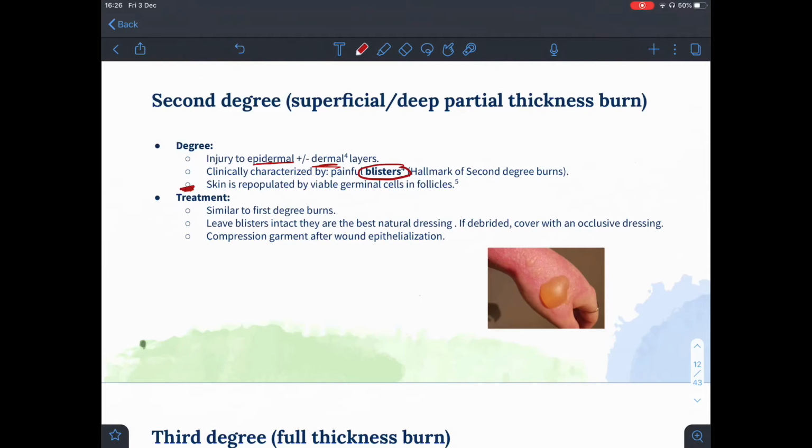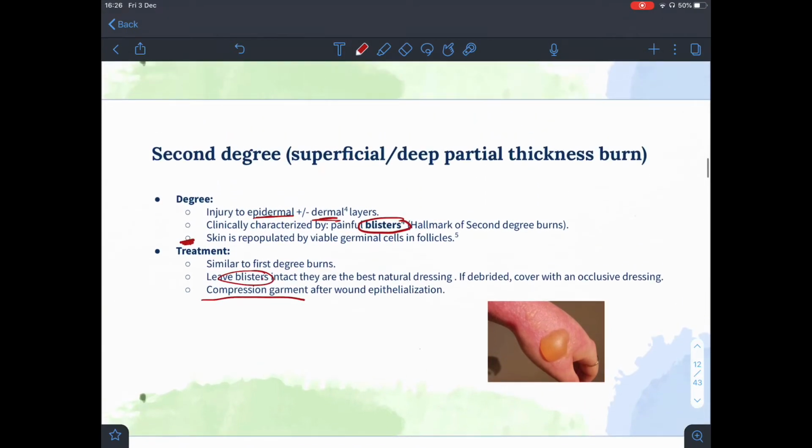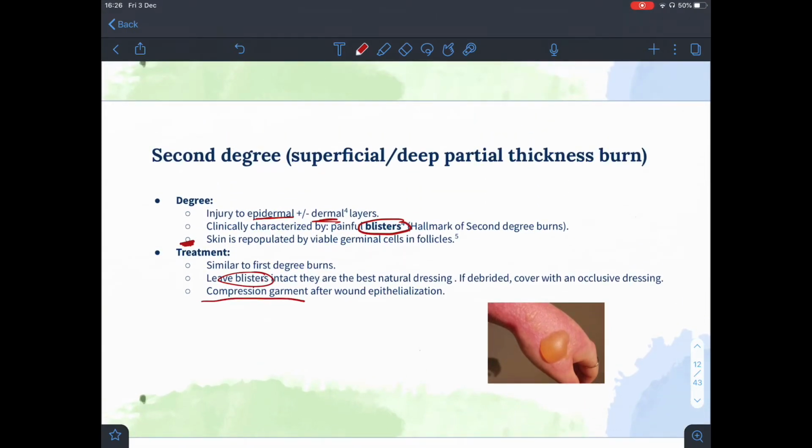حلو. treatment of second degree burns نفس ال first degree burns symptomatic analgesia و antibiotic. leave blisters intact they are the best natural dressing. إذا شلناها we have to cover it with an occlusive dressing and after wound epithelialization we must give compression garment. تمام. نقطة البلسترز في دكاترة يقولون كذا وفي دكاترة يقولون كذا وفي يعني أشياء مختلفة ف you can make sure from your doctor أو منهجكم بس يعني هي مو نقطة واضحة يعني فيها صح وخطأ لا.